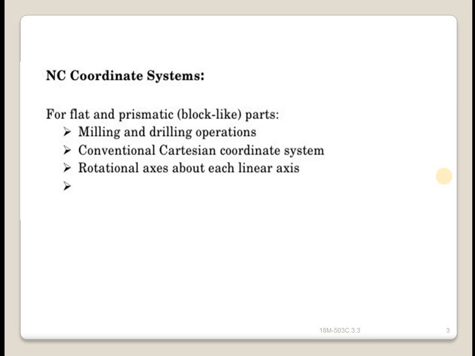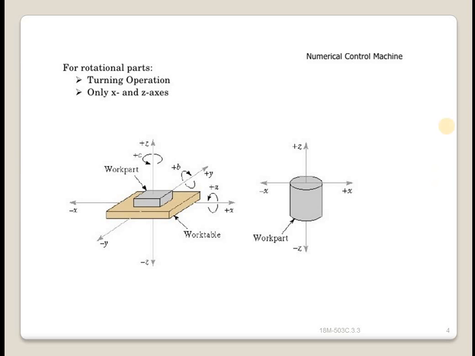Two axes, x and y, are defined in the plane of the table. The z-axis is perpendicular to this plane, and movement in the z direction is controlled by the vertical motion of the spindle. The positive and negative directions of the motion of the tool relative to the table are shown in the figure.